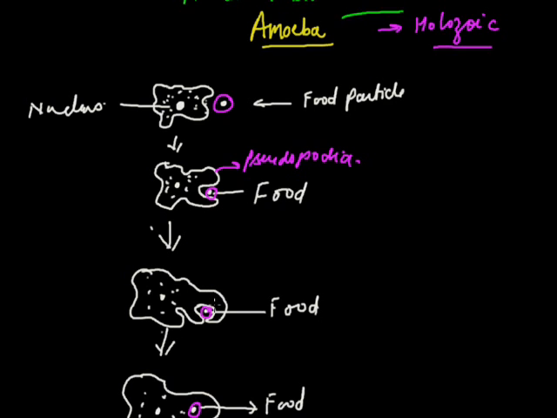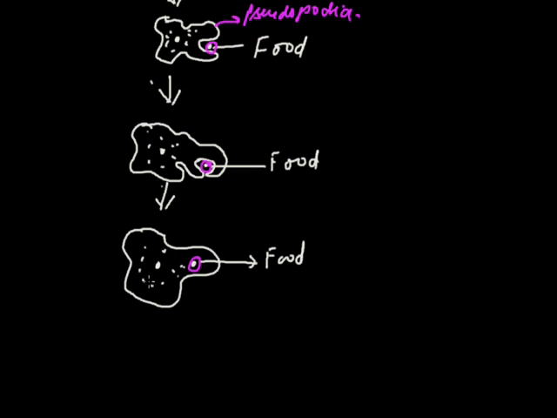In the process of digestion, the enzymes from the surrounding cytoplasm enter the food vacuole and break down the food into small and soluble form. After that, the digested food is absorbed by the cytoplasm, as it is shown here. It will be absorbed by the cytoplasm by simple diffusion, and then the food vacuole disappears.